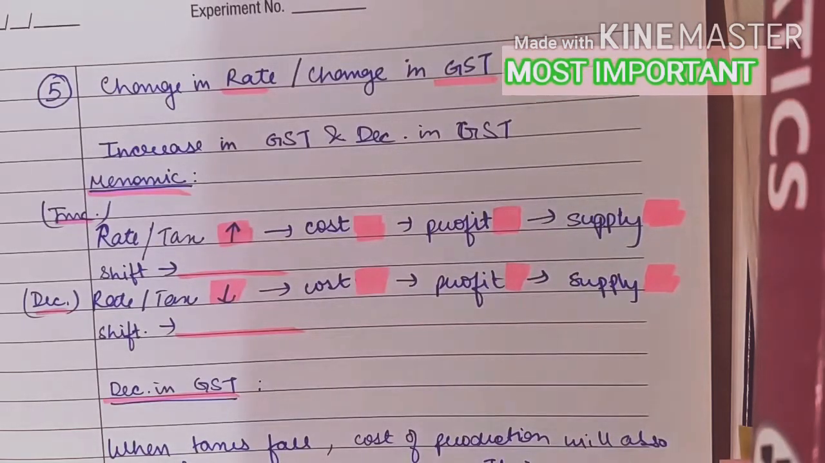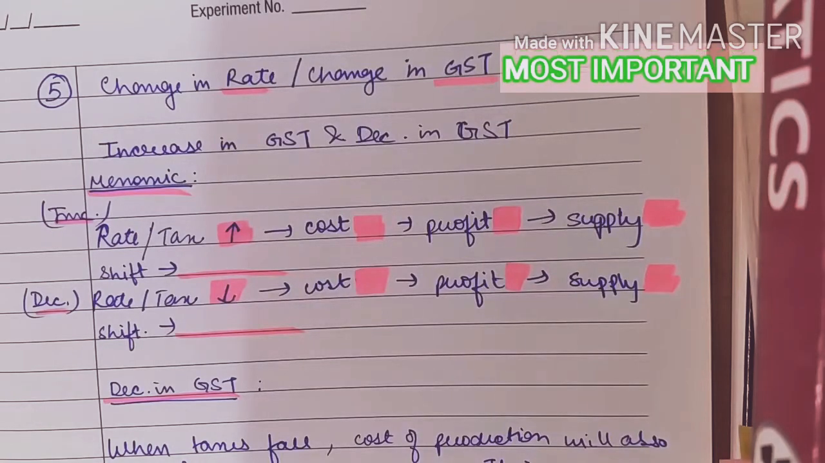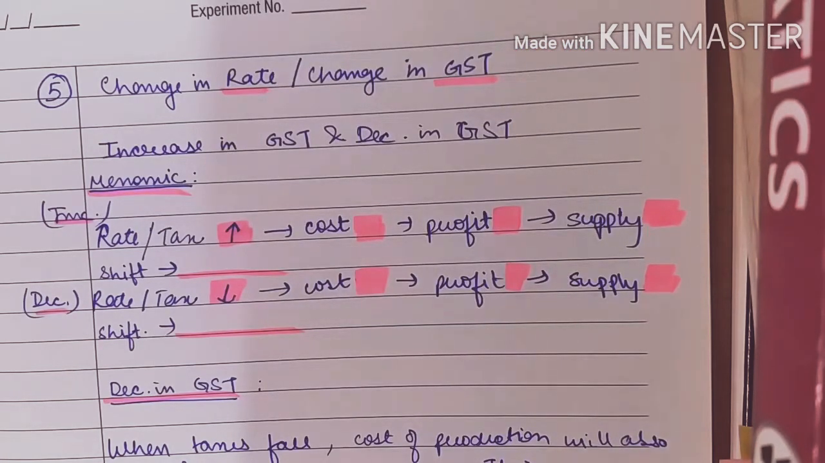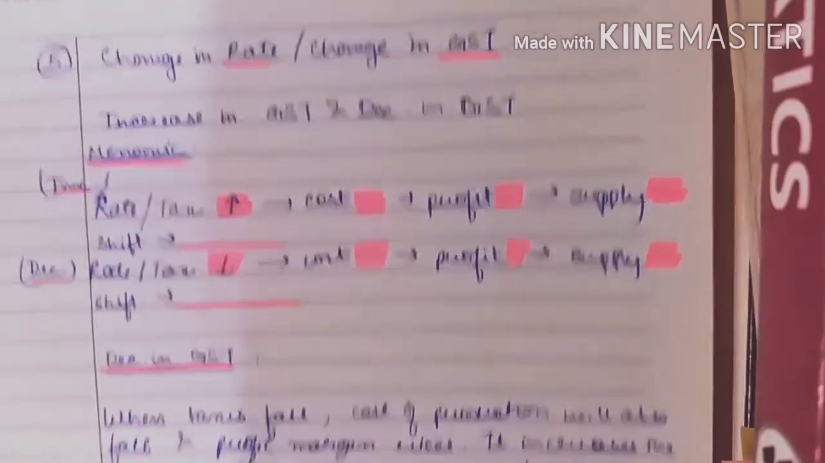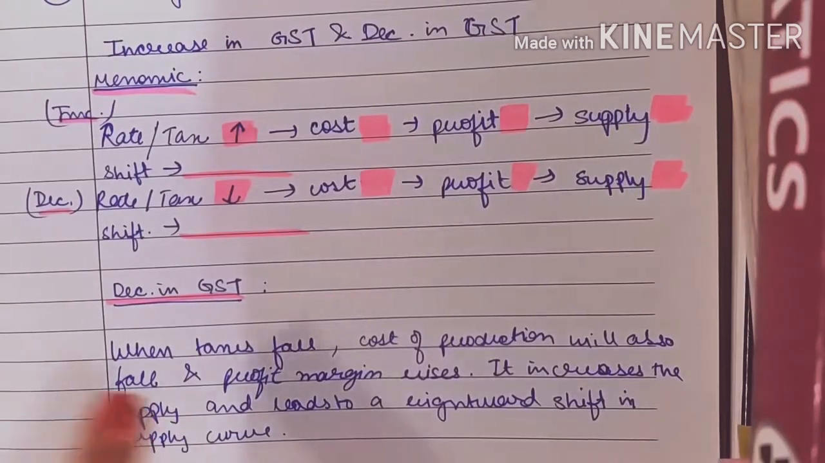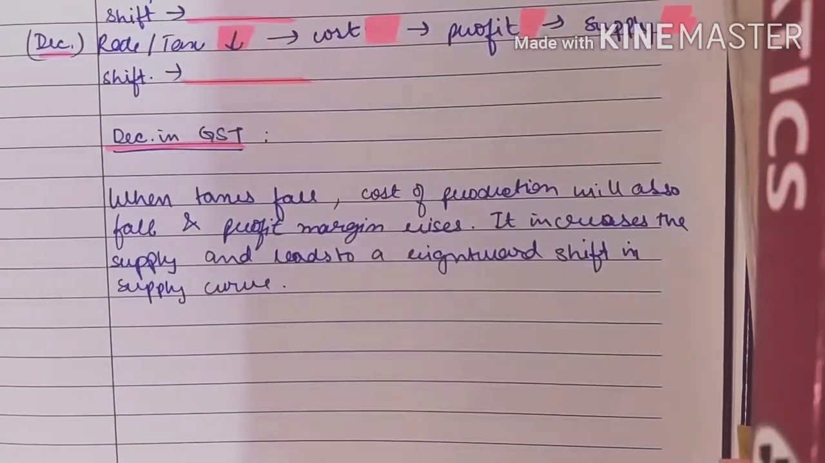So, the last factor is change in GST, or you can say change in rate. Whichever comes, you'll have to answer the same question. Same answer. So, let's first read about decrease in GST. When taxes fall, cost of production will also fall and profit margin rises. It increases the supply and leads to a rightward shift in supply.